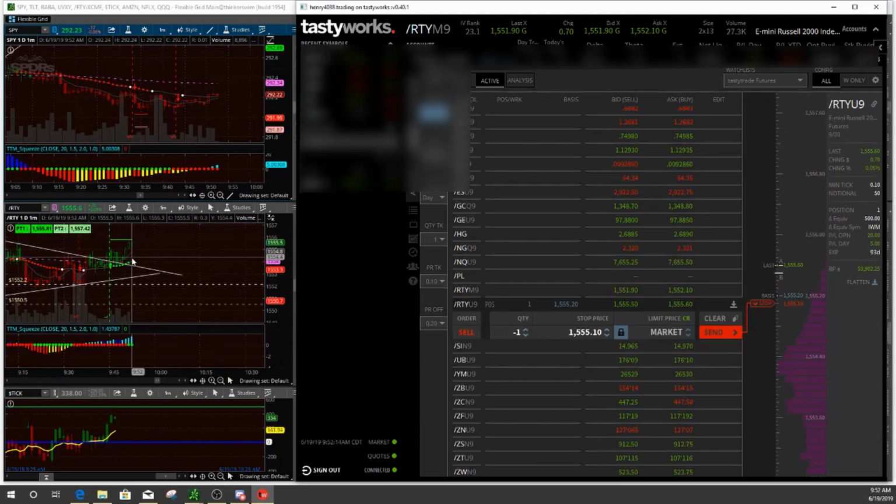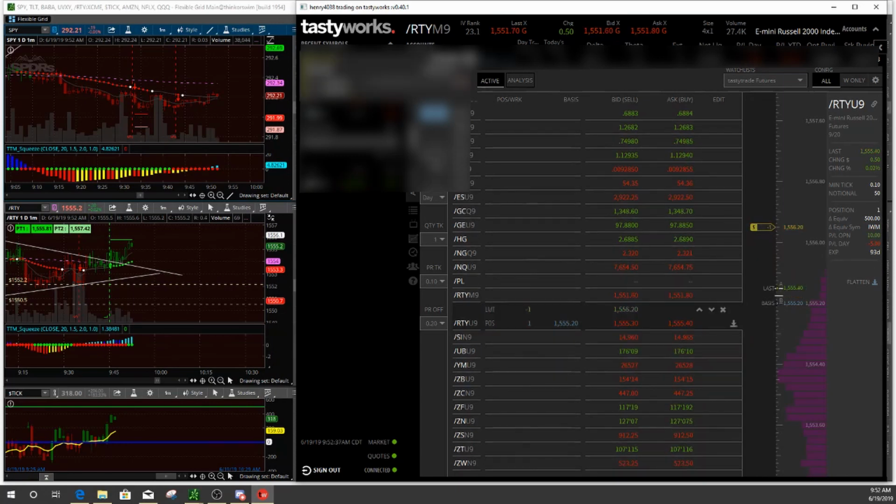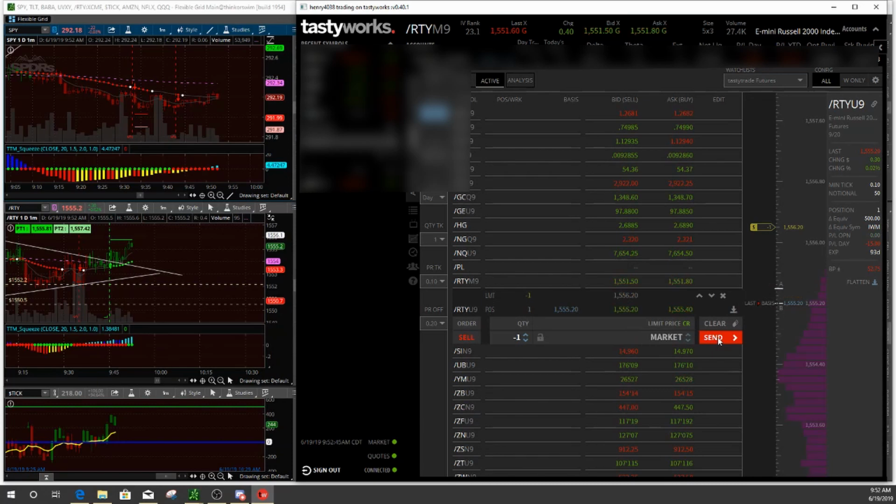Entered this trade off of the long signal here, so waiting on it to lift off a little bit, and I'll try and take my profit. Got in a little late, so I was trying to hit the record button there.